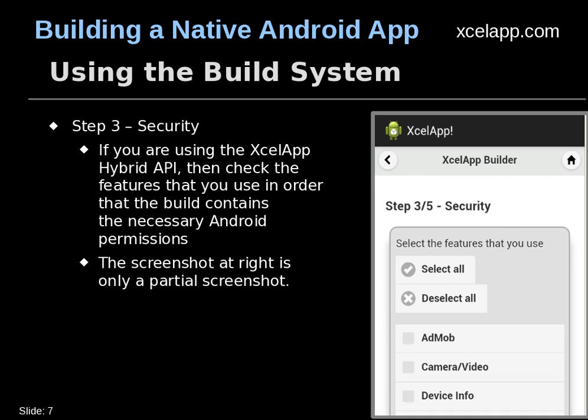Security, if you're using the XcelApp Hybrid API, then check the features that you use in order that the build contains the necessary Android permissions. So if you're using the phone API, in-app billing, that kind of thing, just select the checkbox so that we can include that in the build. And this screenshot here is just simply a partial. There's many permissions depending on the API that you're using.